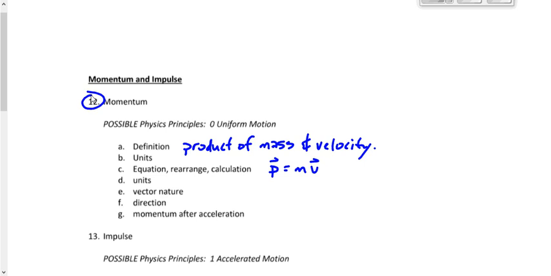What's the direction of the momentum going to be? Always... Yes, the direction of the velocity, right? If the velocity is to the right, then the momentum is to the right. If the velocity is downward, then the momentum is downward.